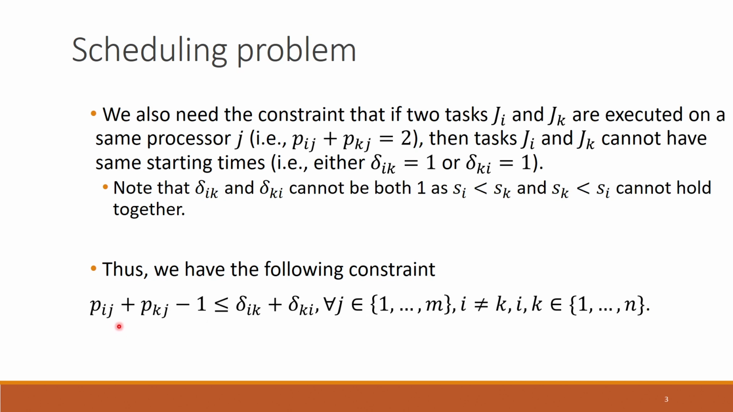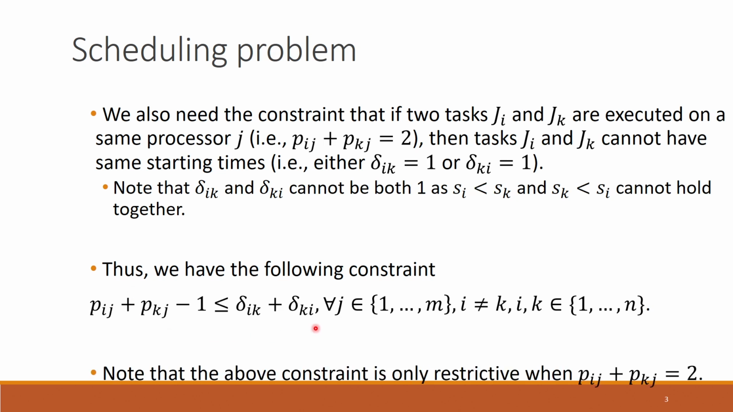So, we will be writing Pij plus Pkj minus 1 is less than or equal to delta Ik plus delta Ki, okay, and this holds for every processor j and for every pair of tasks ji and jk, such that the tasks are not the same, that is, i not equal to k. So, you can see that when Pij and Pkj are both equal to 1, the LHS is equal to 2 minus 1, which is equal to 1, and if the LHS is equal to 1, then either delta Ik or delta Ki has to be equal to 1, okay. So, that is how this constraint gets represented mathematically.